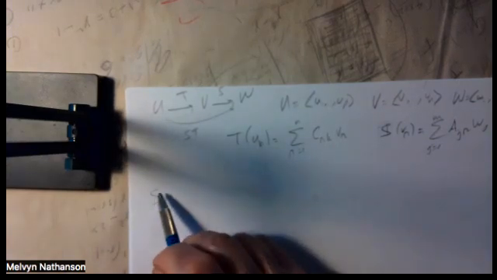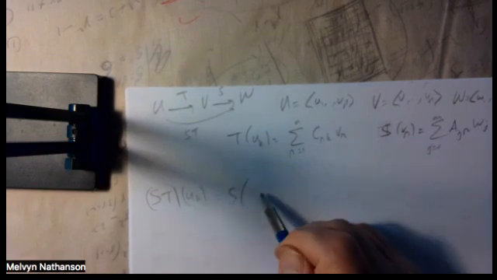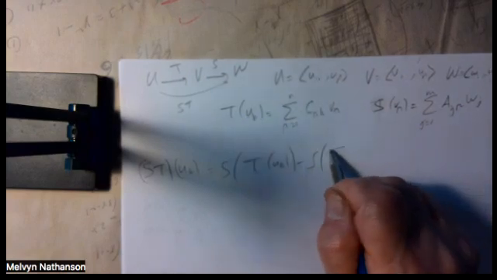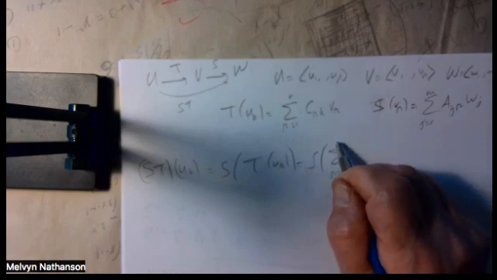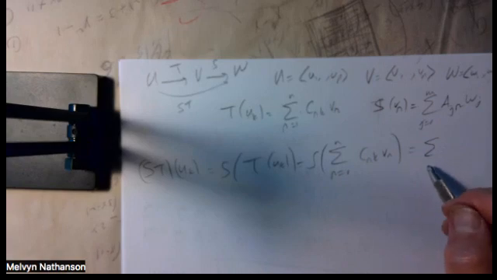So what is the composition? ST applied to the vector U sub k. That's S of T of Uk. That's S of, and T of Uk is the summation, r goes from 1 up to n, C sub rk V sub r. By linearity, this is the summation, r goes from 1 up to n, C rk S of V sub r. S of Vr is this vector. So this is summation.